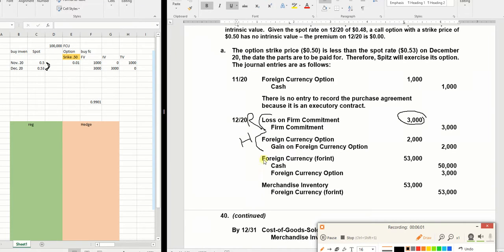All right, now I'm going to settle the thing. Okay, so I'm buying inventory, so first I need to buy foreign currency. Now I want to ask myself, do I want to buy it for 0.50 or 0.53? Well, I'm exercising my option, so I'm going to buy it for 0.50. So I'm debiting foreign currency, but let's take the cash first. I'm paying 0.50 for it.